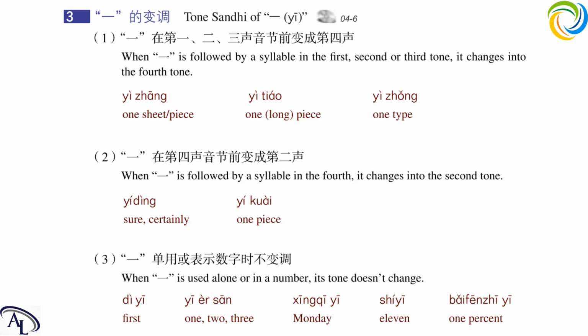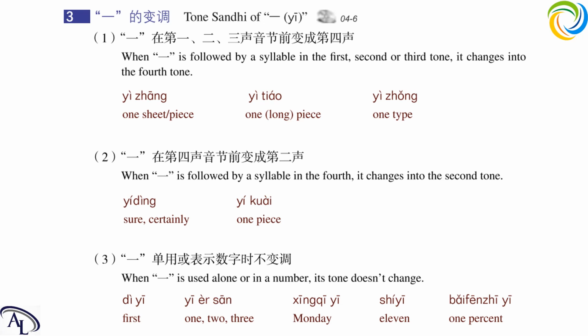定 is the fourth tone, so it changed into second tone. Next, 一快 means one piece. 快 is fourth tone, so it changed into second tone. So some of you might be really confused. Then why does 一 change in front of all of the tones? Then why is 一's standard tone the first tone? That's because there are situations when 一 is used as the first tone itself.